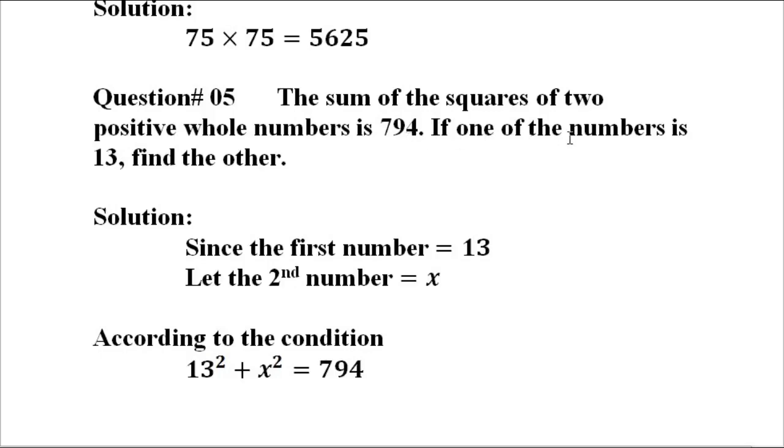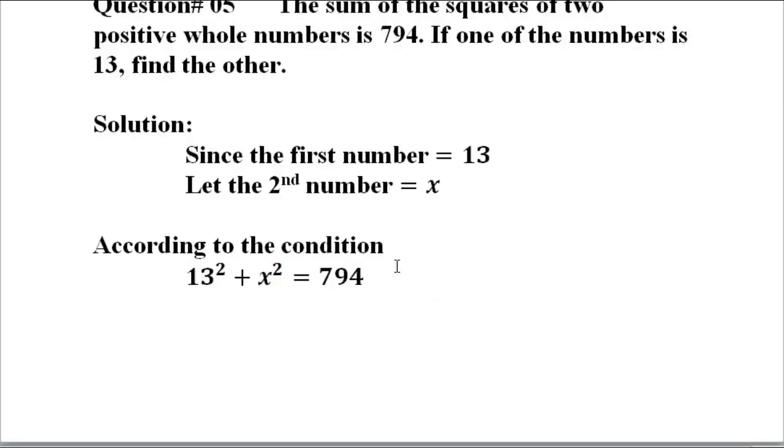If one of the numbers is 13, find the other. Now in this question, we are given the sum of the squares of two positive whole numbers, which is 794. And one of the numbers is 13. To find the other number, let's consider the other number as x. So let the second number be x.